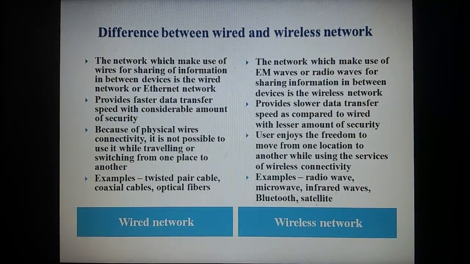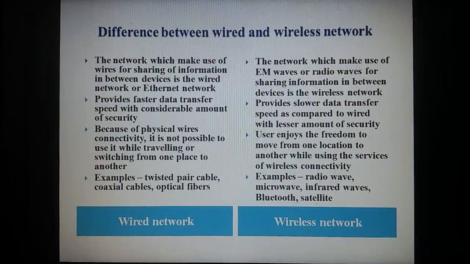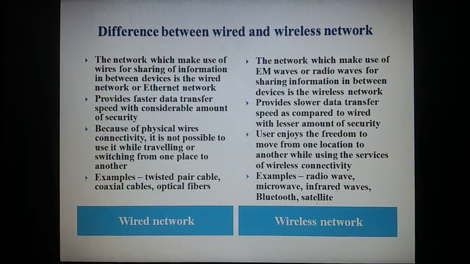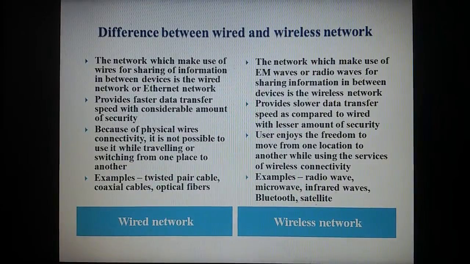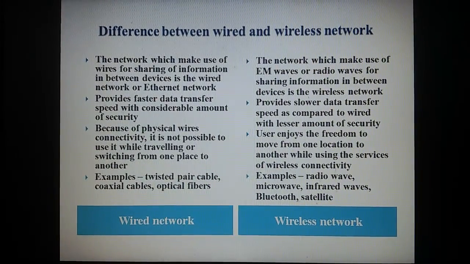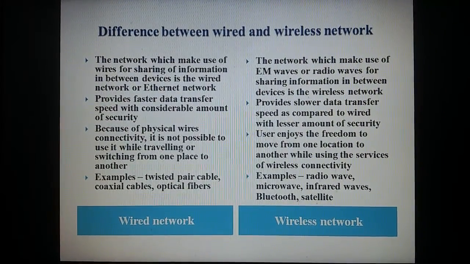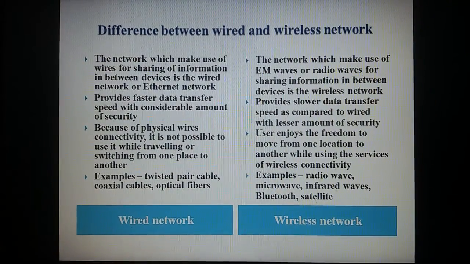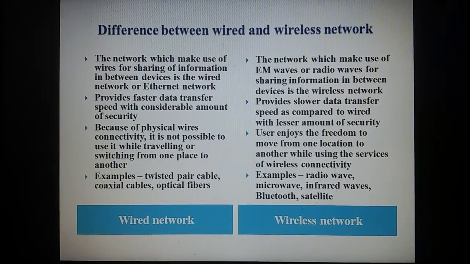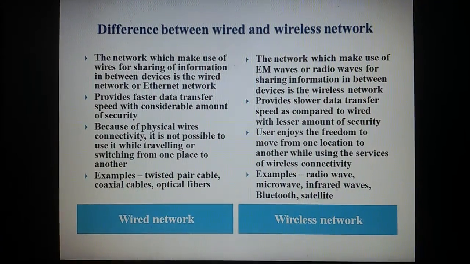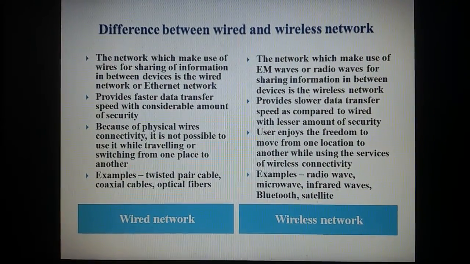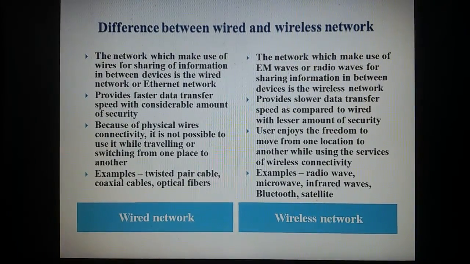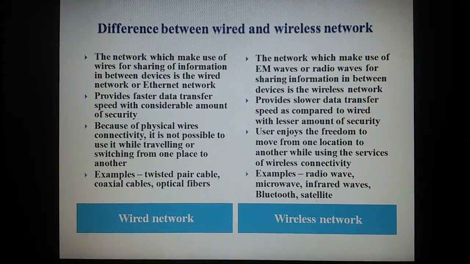Difference between wired and wireless network. Wired network: the network which makes use of wires for sharing of information between devices is the wired network or Ethernet network. It provides faster data transfer speed with a considerable amount of security. Because of physical wire connectivity, it is not possible to use it while traveling or switching from one place to another.